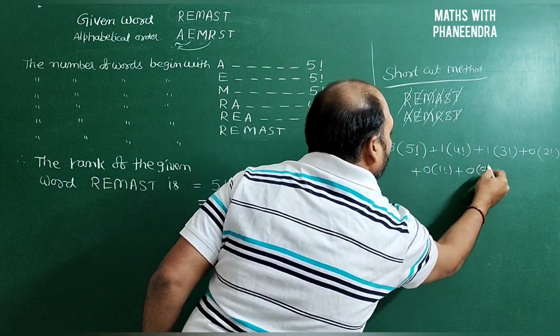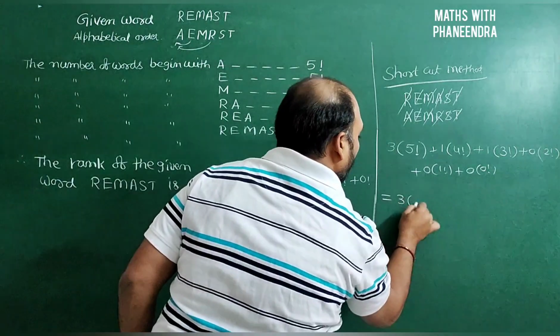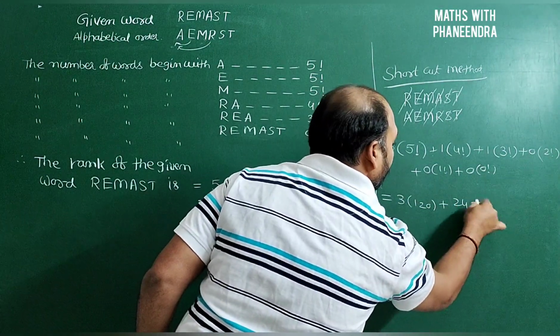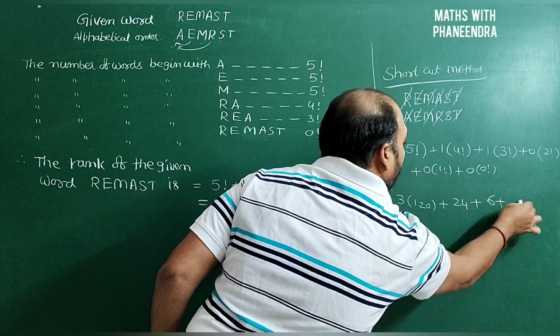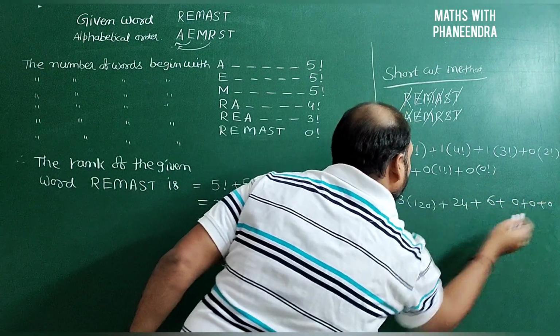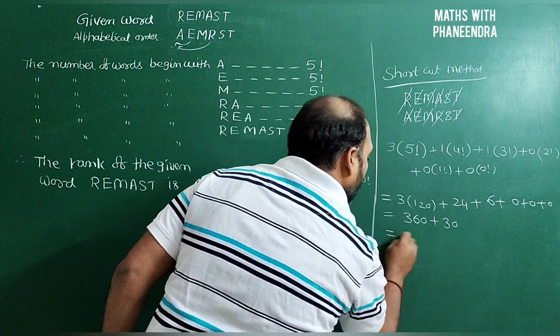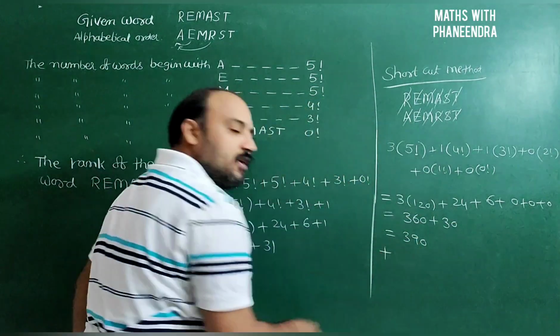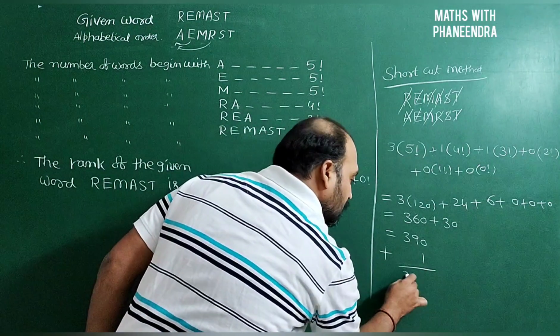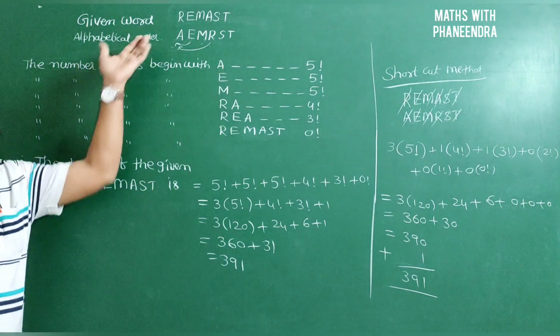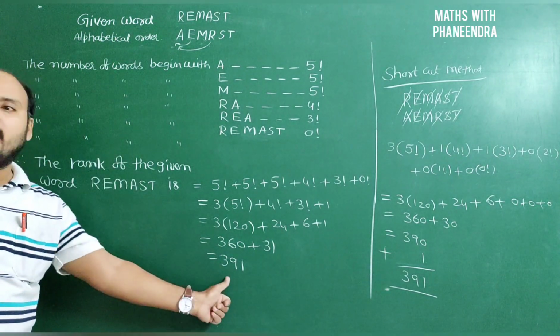So 3 into 5 factorial, which is 120, is 360. Plus 1 into 4 factorial, which is 24, and 3 factorial is 6. And 0, 0, 0. So 360 plus 30, which is equal to 390. In the shortcut formula, we have to add 1. So 391. So we got the rank of the given word REMAST as 391.